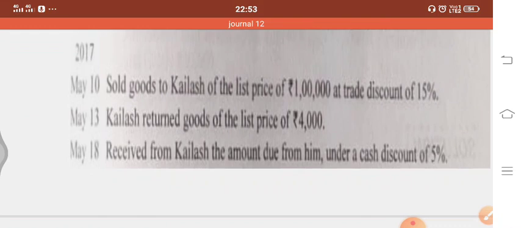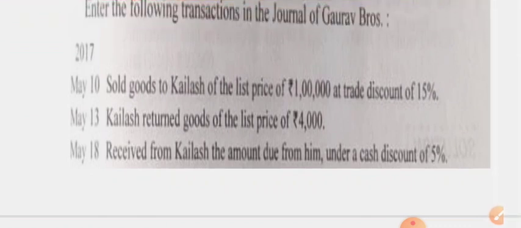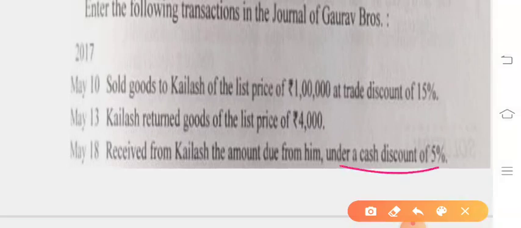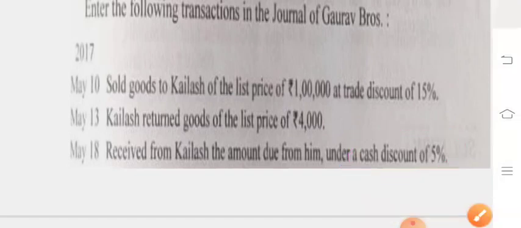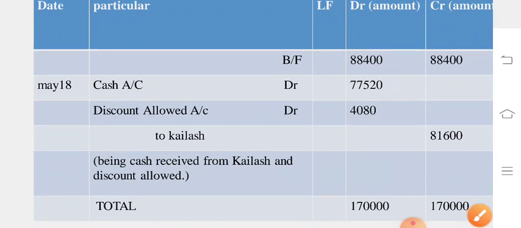The last point is: received from Kailash the amount due from him under a discount of 5%. But here which discount is there? Here the discount is cash discount, and cash discount is not only calculated but it is also presented in the account. So now let's check it. Now here what is happening is that we have received cash from Kailash in full settlement after allowing 5% discount.